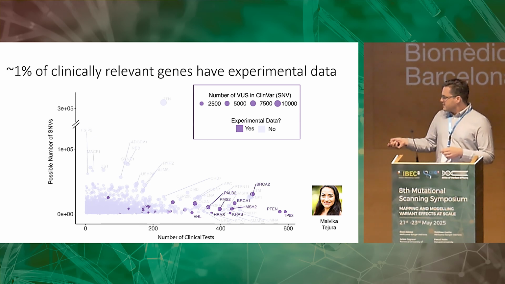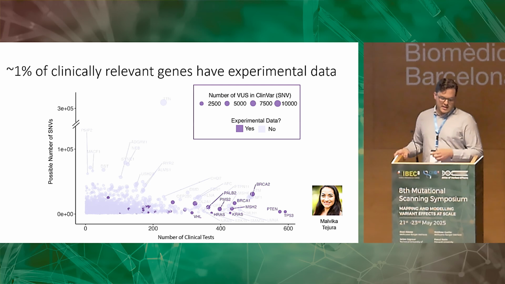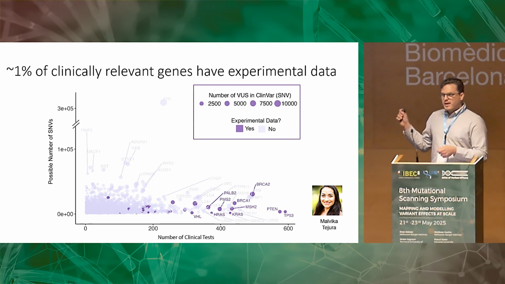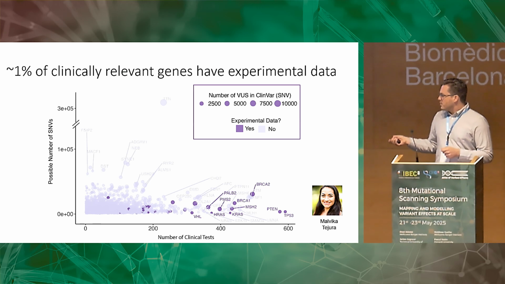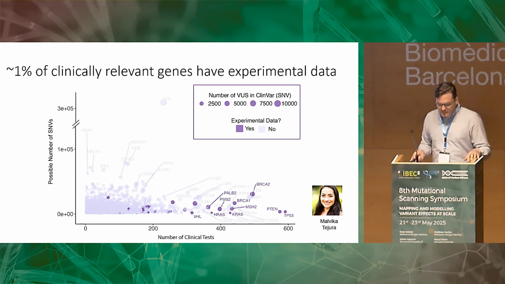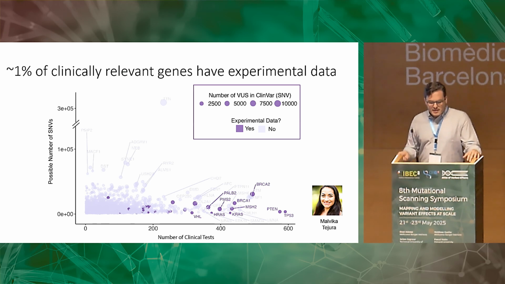And so this is actually a huge number, and this is a figure that Malvika put together that shows the number of clinical tests for a gene by the number of possible SNVs in that gene. And the genes are colored by whether or not we have functional data. And so the darker purple ones represent the genes where we have functional data. And the size of the dot is relative to the number of VUS.